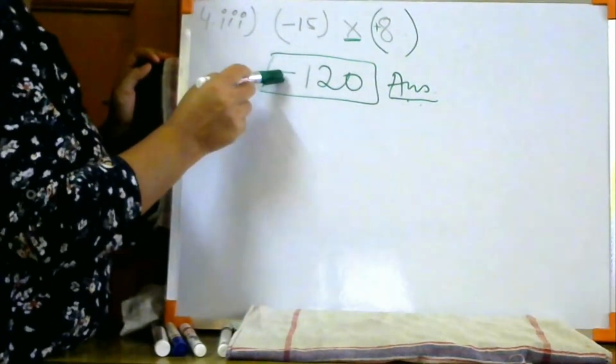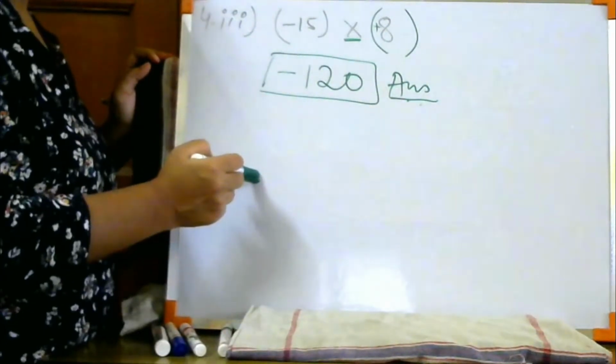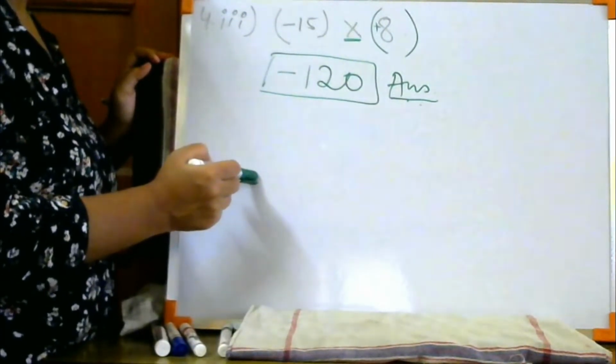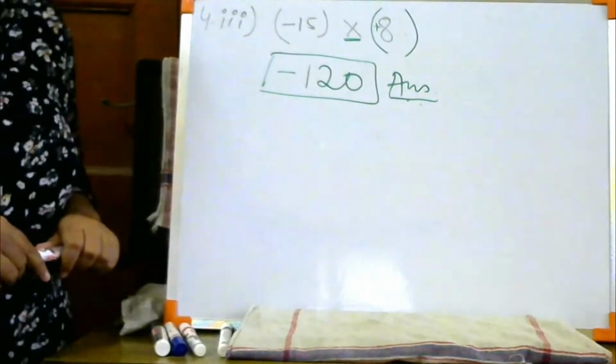Sign, if it is missing, if you write 15 8 120 and यहाँ पे कोई sign नहीं है, answer is wrong, completely zero. There will be no marks given to you. I'm sorry for that. Not even half marks. Keep this in mind. Okay, let us solve the next sum.